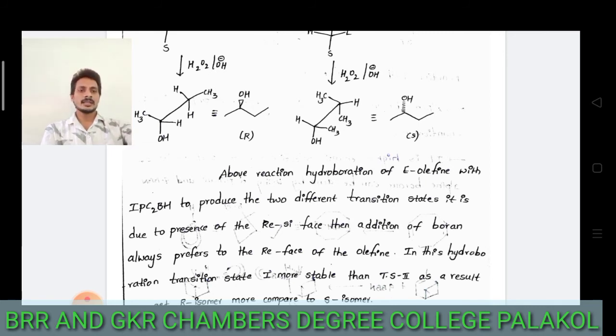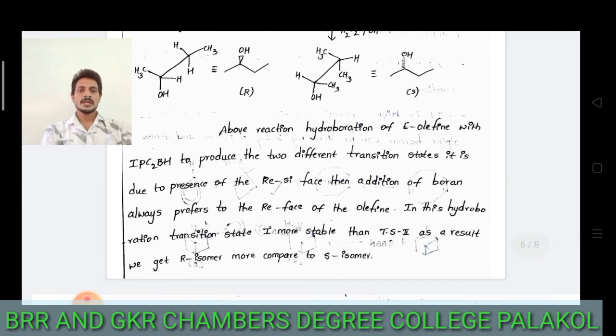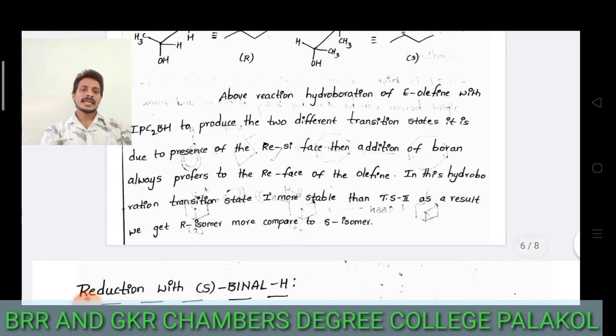In the above reaction, the hydroboration of E olefins with IPC2BH produces two different transition states. This is due to the presence of the re face and the si face. Addition of boron always prefers the re face of the olefin. In this hydroboration reaction, transition state 1 is more stable than transition state 2.